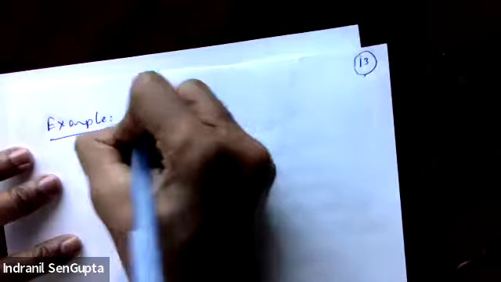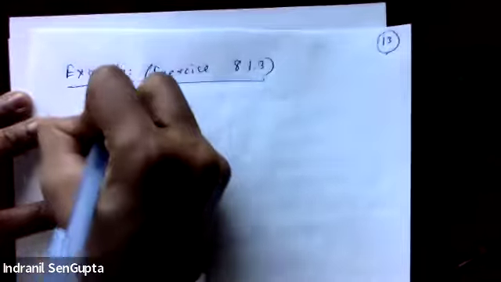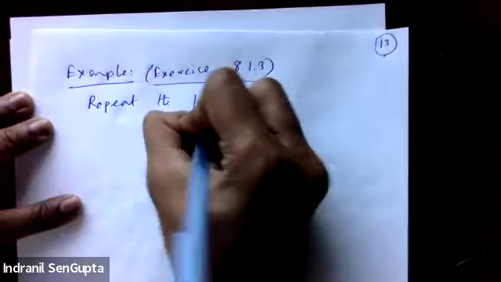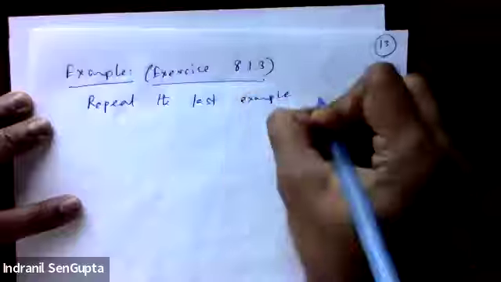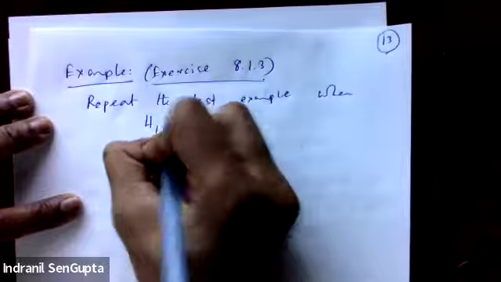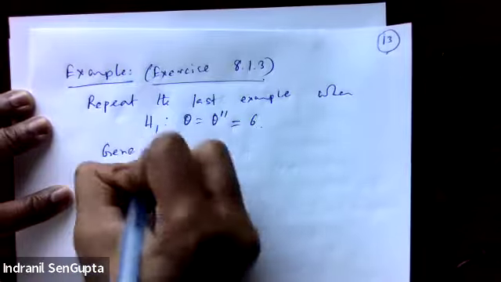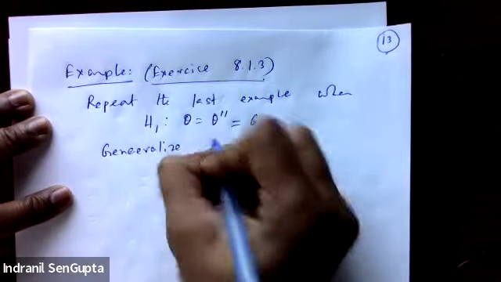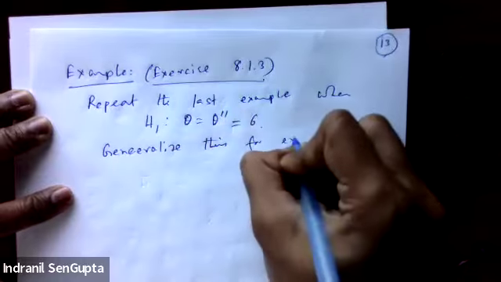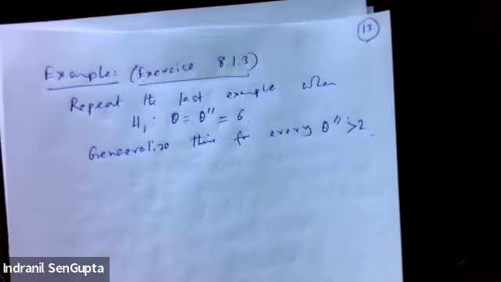It goes like the following. This is exercise 8.1.3. Repeat the last example when h1 is theta equals theta double prime equals 6, and then generalize this for every theta double prime bigger than 2. We'll see the purpose of this in the next chapter, in the next class.